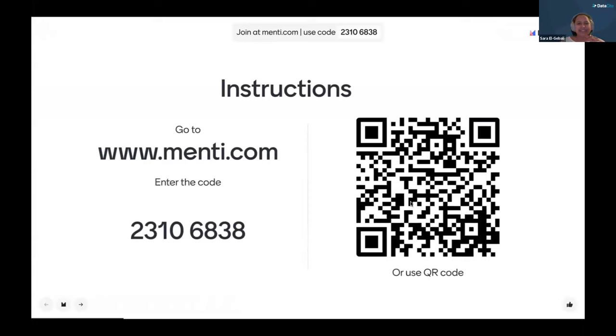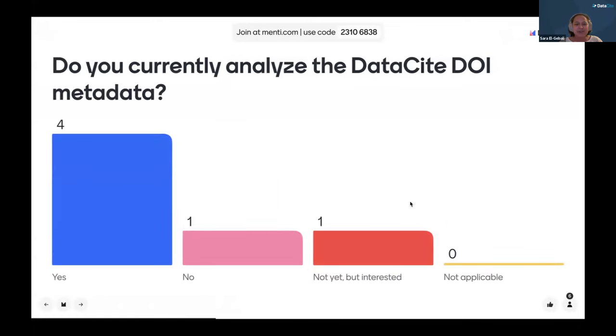please head to the Mentimeter, and how do you currently analyze the DataCite DOI metadata? Do you actually currently analyze the DataCite DOI metadata, or are you interested in it?